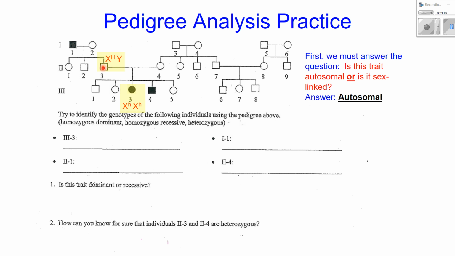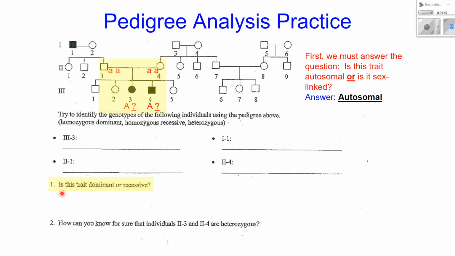And he's not. So this cannot be a sex-linked trait, because if it's a sex-linked trait, then any woman who shows the trait, like this lady, her father would have to show the trait as well, and he does not. Therefore, it is not a sex-linked trait, it is autosomal. So how about the question right here? Is the trait dominant or recessive?